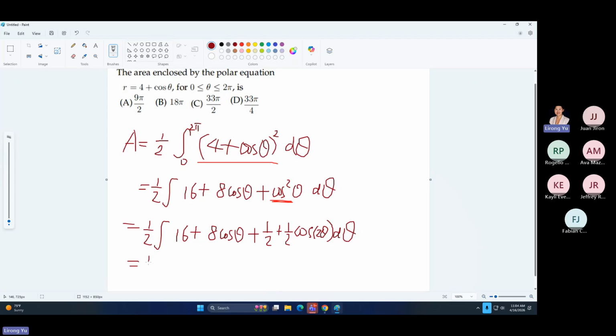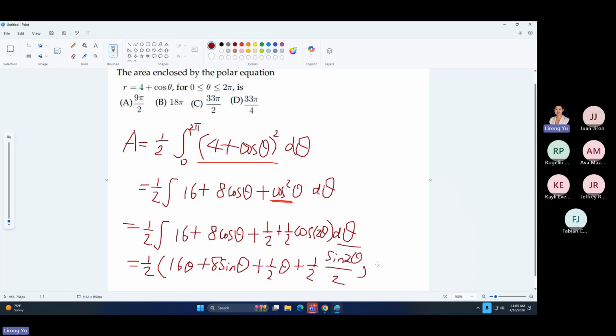So there's 1/2, and if you integrate 16, the variable is theta, so it becomes 16 theta. Plus the antiderivative for cosine is sine, so it's 8 sine theta. Then integrating 1/2 gives 1/2 theta, and then the 1/2 cosine 2 theta: you keep the 1/2, and cosine 2 theta integrated is sine 2 theta over 2 because of the chain rule. So that's the whole antiderivative.